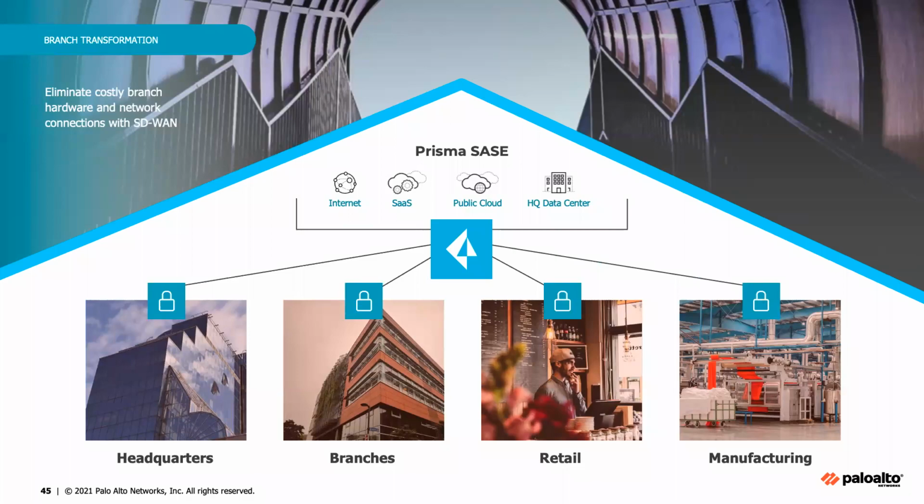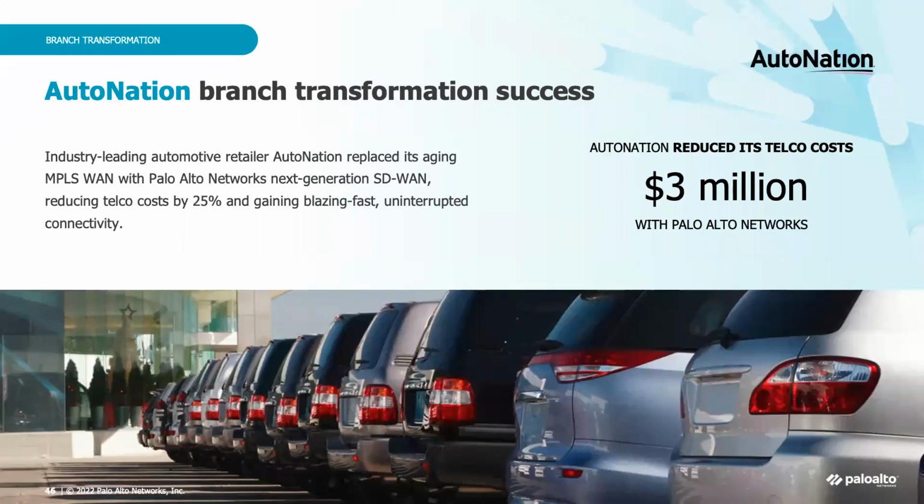And AutoNation is another big customer of ours that was able to reduce its cost for links and traffic by $3 million a year. It was a 25% reduction in their telco costs per year, and a 10 times increase in performance by using our SASE solutions, Prisma SD-WAN, Prisma Access.